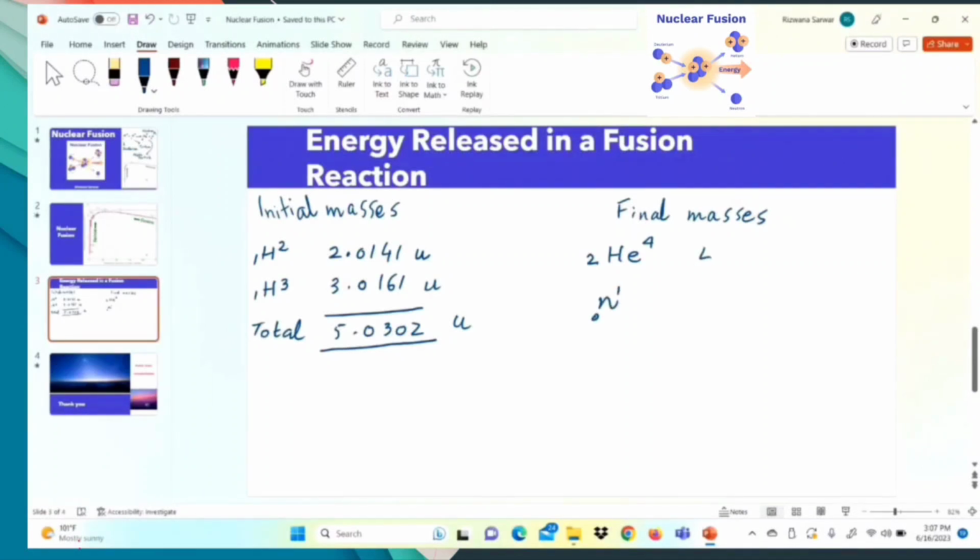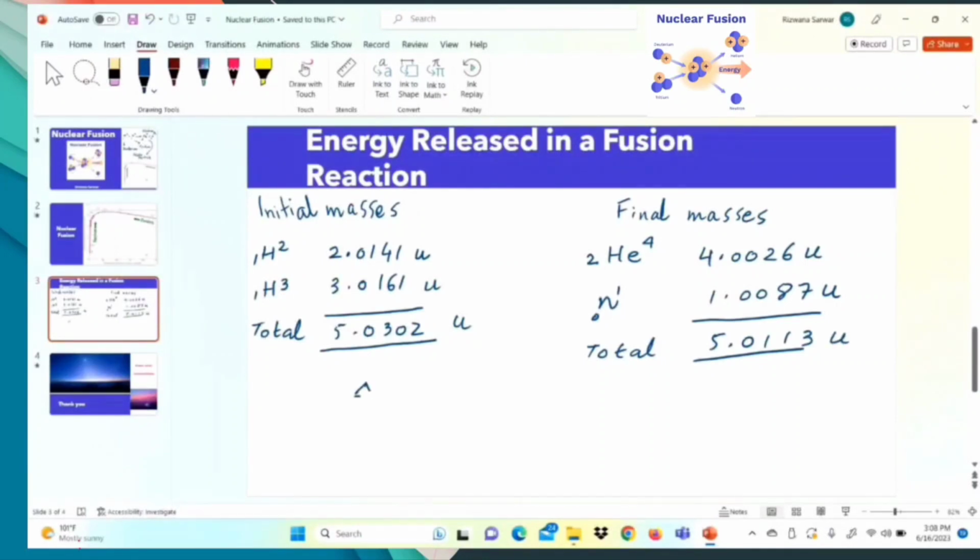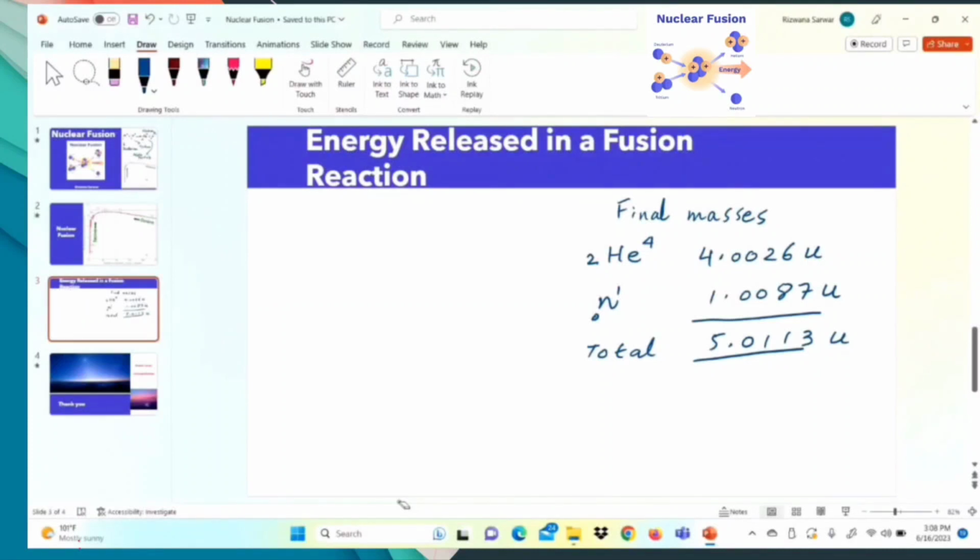So the mass of deuterium is 2.0141 unit and the mass of tritium is 3.0161. The total comes out to be 5.0302 units. The final mass of helium is 4.0026 unit and that of neutron is 1.0087. The total comes out to be 5.0113 units. So obviously this is less than the total mass of the initial reacting nuclei.